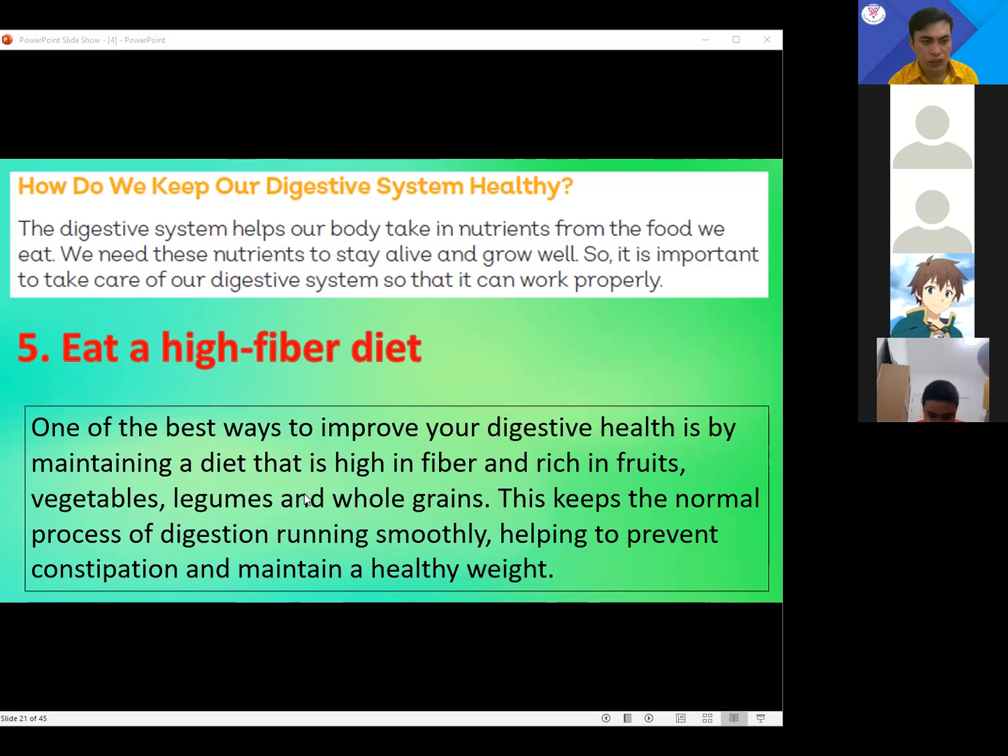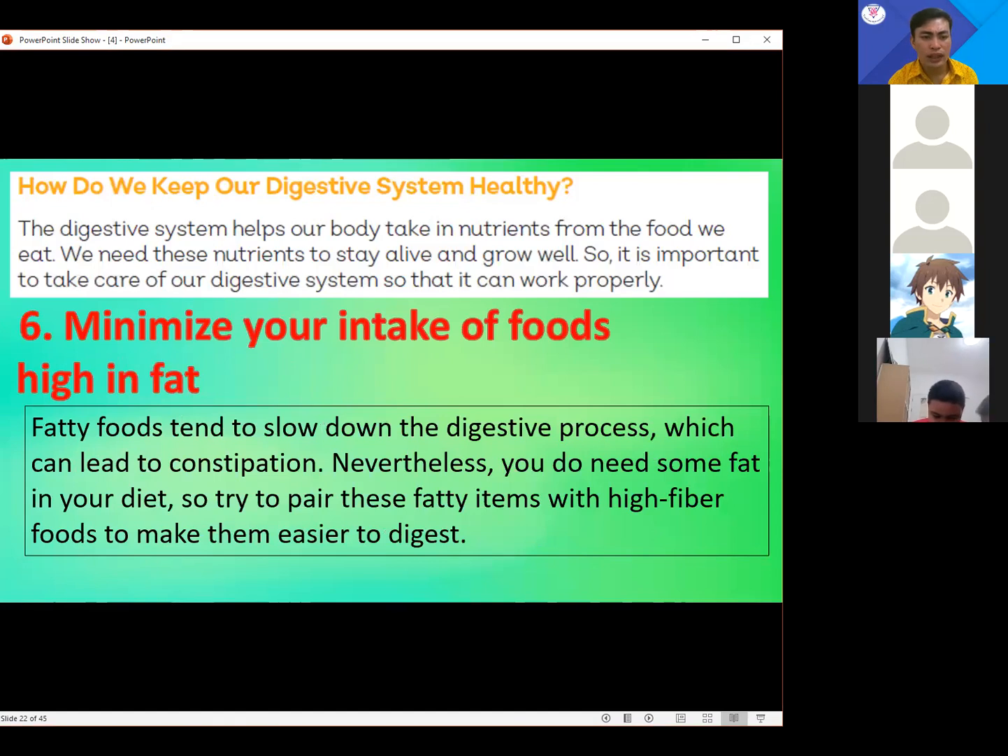Now let's go to number six. Okay? Number six is minimize your intake of foods high in fat. I will repeat. Minimize means lessen. You eat a little bit only of foods that are high in fat. Okay, like fried chicken, fried fish, French fries, some like pork and all of that. They are foods that are very high in fat. So we should avoid them.